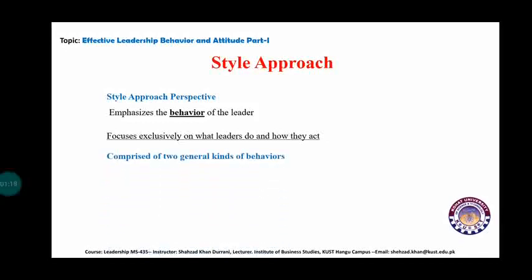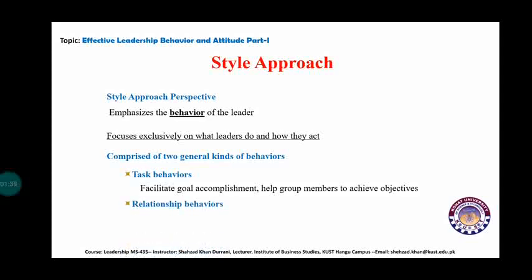The style approach is further comprised of two general kinds of behavior. The first is task behavior, which means facilitating goal accomplishment. You are trying to facilitate the group members to achieve the goals of the organization, right? And then the second kind of behavior is called relationship behavior, which helps subordinates feel comfortable with themselves, each other, and the situation, so that they can achieve the task efficiently and effectively.